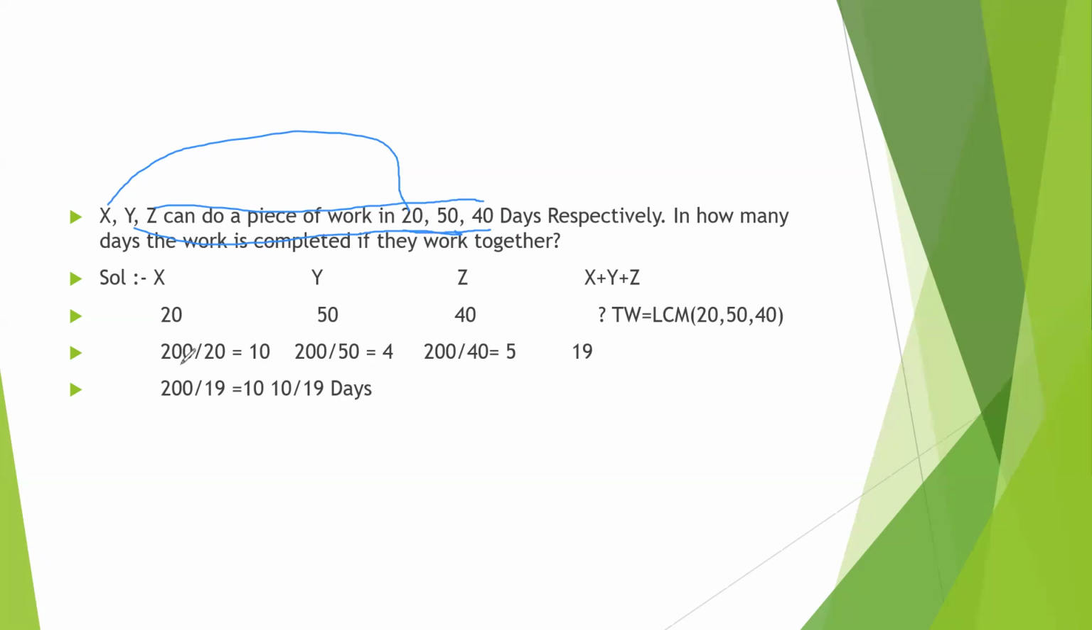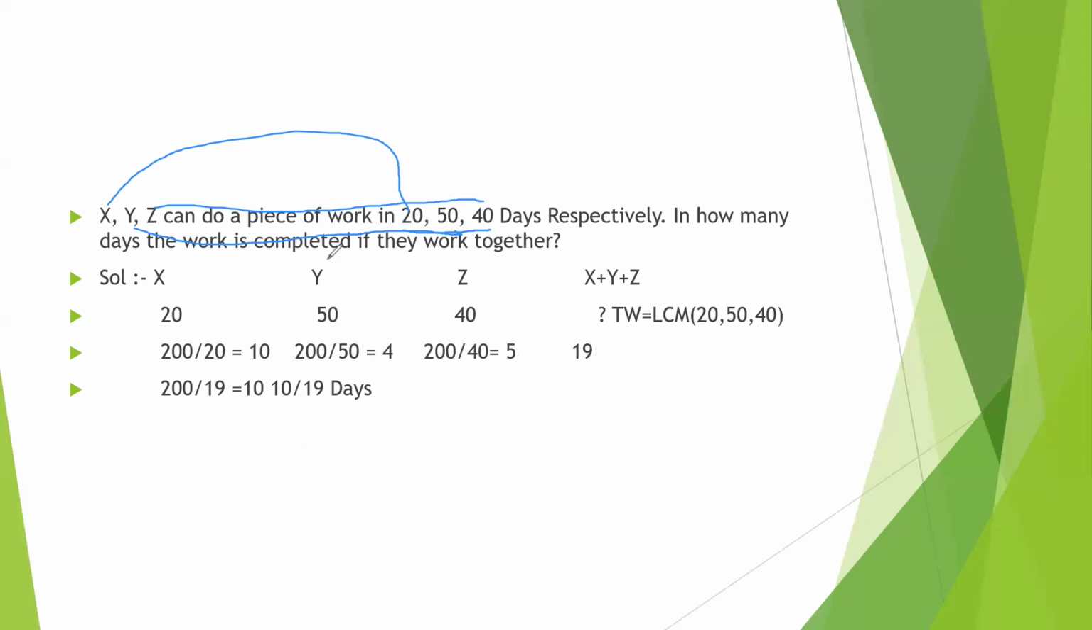From this, person X's one day work is total work by number of days, 200 by 20, which equals 10 units. Person Y can do 200 by 50, which is 4 units per day. And person Z, 200 by 40, equals 5 units per day. So X does 10 units per day, Y does 4 units per day, and Z does 5 units per day.